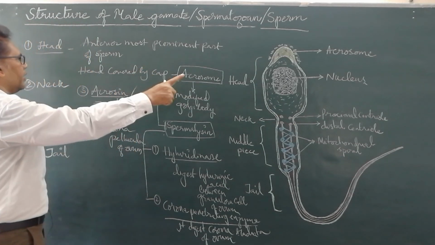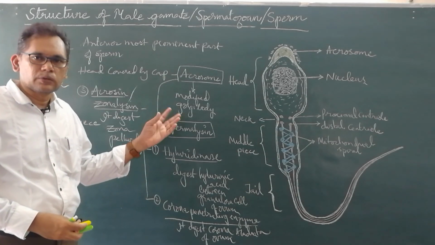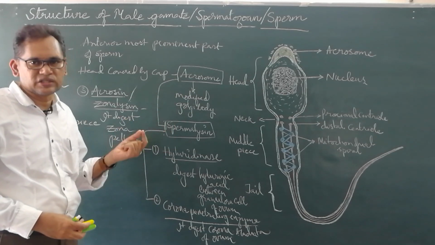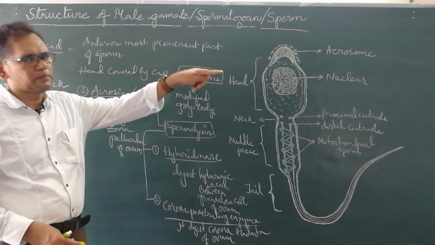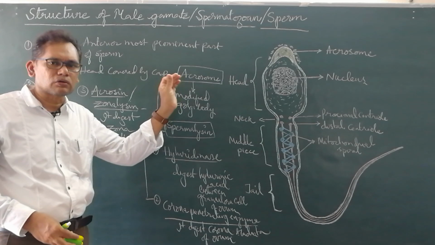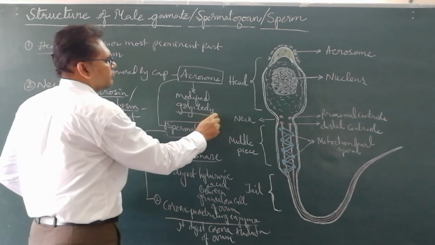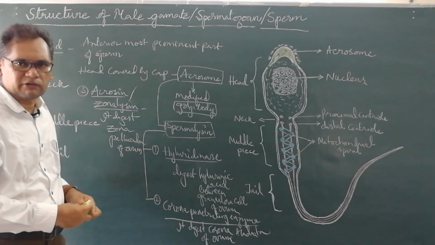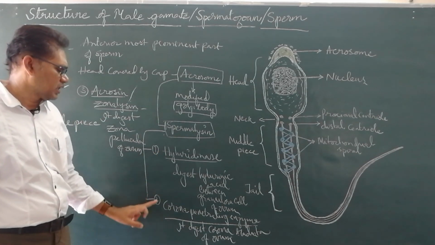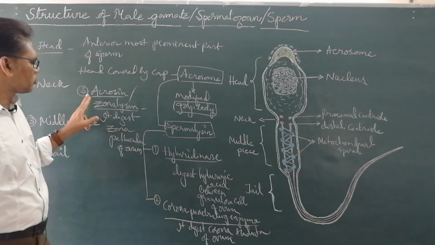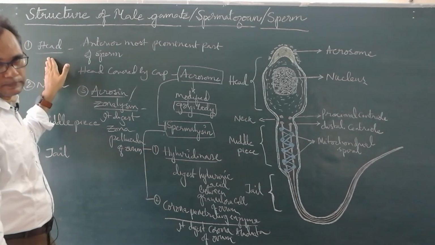Okay, this is the head, the anterior-most, most prominent part. The cytoplasm is fully occupied by the nucleus. The nucleus is haploid, with one set of chromosomes. It is covered by a cap-like structure called the acrosome. This acrosome is a modified Golgi body. It consists of three types of enzymes: hyaluronidase, corona penetrating enzyme, and acrosin or zonalysin, with their functions. This is about the head.